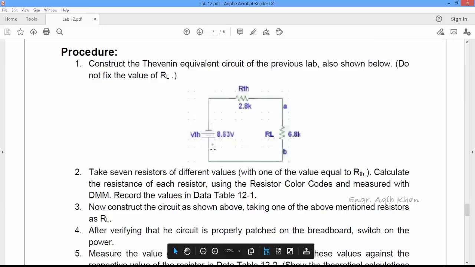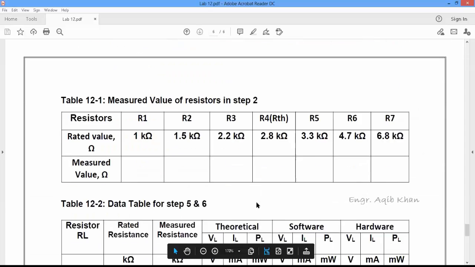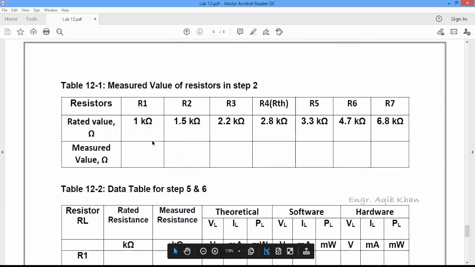So we take 7 resistors of different values with one of the values equal to R Thevenin. First we measure the resistance in hardware using DMM and record the value in data table 12-1. The 7 resistors are 1 kilo ohm, 1.5, 2.2, 2.8, 3.3, 4.7 and 6.8 kilo ohm.